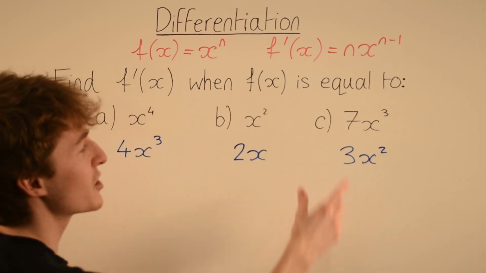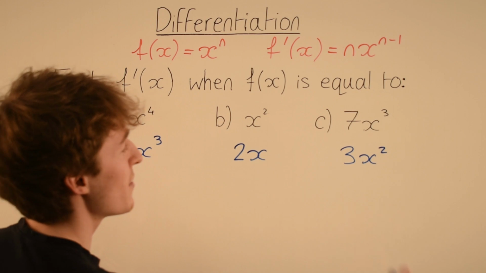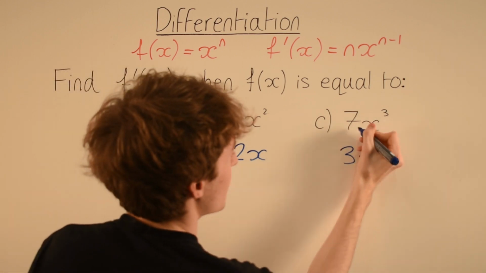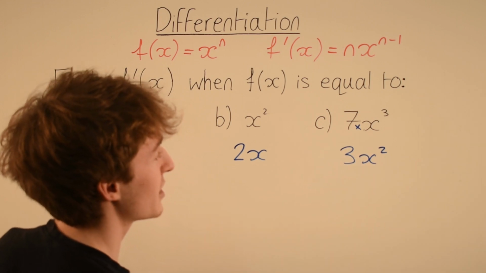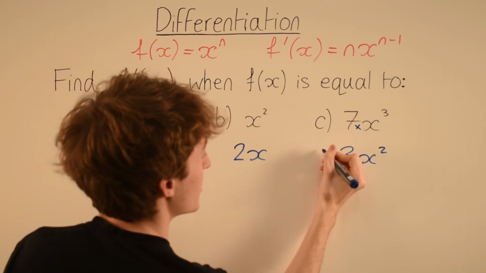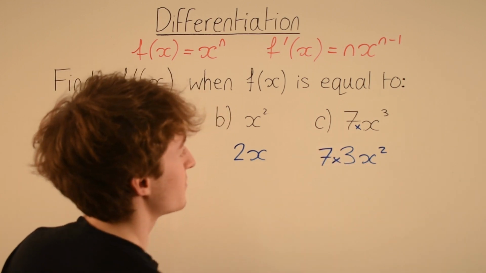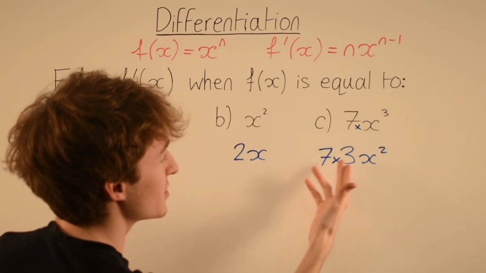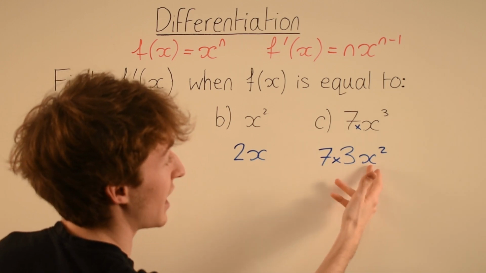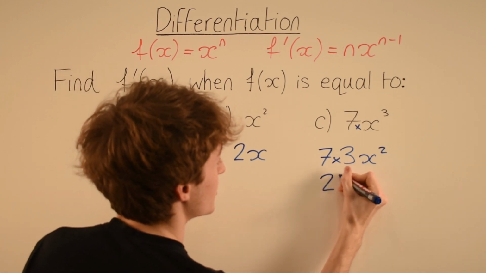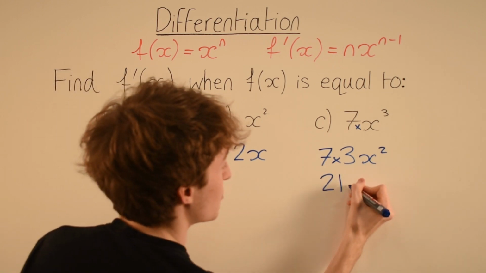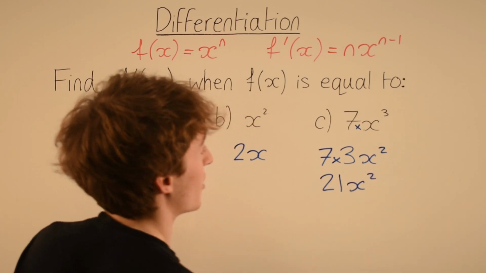Okay, so now how do we incorporate the 7? Remember, 7x cubed really means 7 multiplied by x cubed. So to get the final answer, we're simply going to multiply this whole thing by 7. This leaves us with 7 times 3 times x squared. 7 times 3 is just 21. So that gives us the final answer as 21x squared.